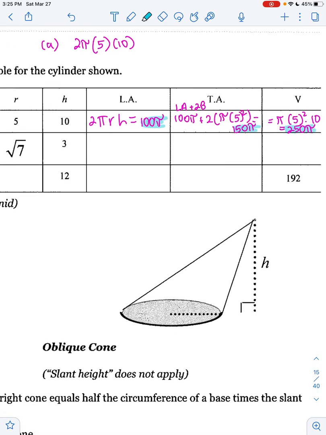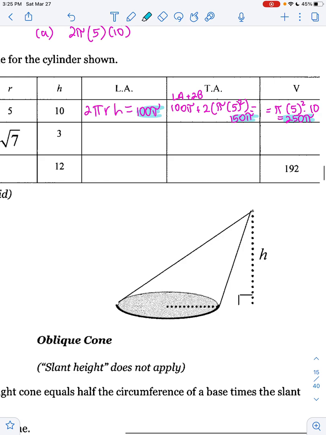And finally, we get to one with a radius that is a radical. So that just simply means remembering all our radical rules here. So let's substitute this into 2 pi rh. If we do so, we have 2 pi, r happens to be radical 7, and h happens to be 3. So the numbers that are not inside radicals, we can multiply together. Keep the pi as is, so that's going to give us 6 pi times radical 7 is the lateral area.